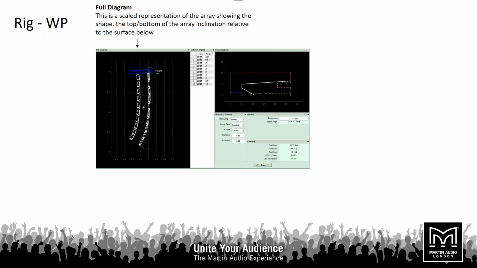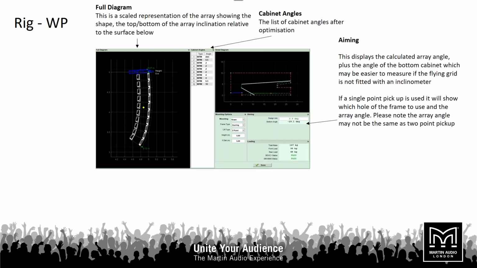So the full diagram, this is a scale representation of the array showing the shape, the top and bottom of the array inclination relative to the surface below. Then we have the cabinet angles in the middle there. Then we have the aiming. This displays the calculated array angle plus the angle of the bottom cabinet, which may be easier to measure if the flying grid is not fitted with an inclinometer. If a single point pickup is used, it will show which hole of the frame to use and the array angle. Please note that the array angle may not be the same as the 2-point pickup. I'll show you this in a bit more detail later.